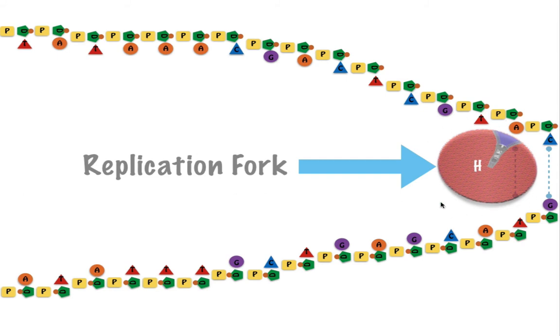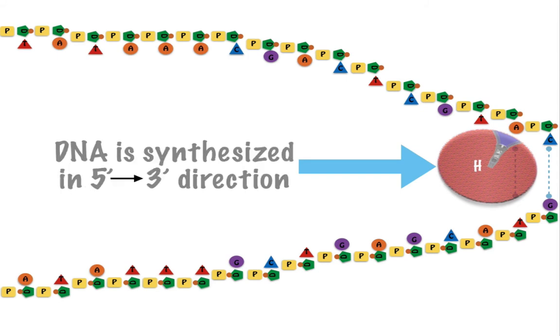this is called the replication fork. This position right here, okay? This part, the V part of the Y shape, okay? So that's a replication fork.